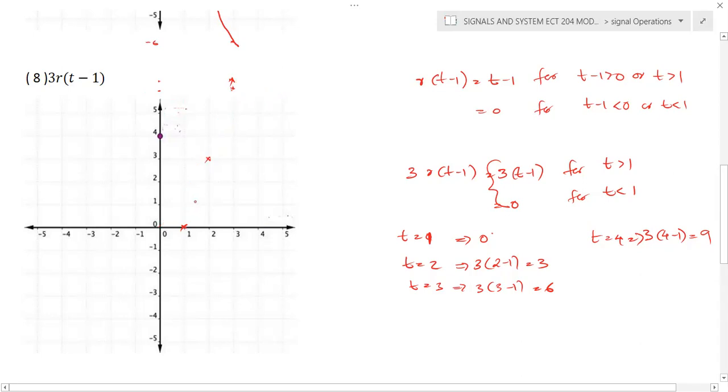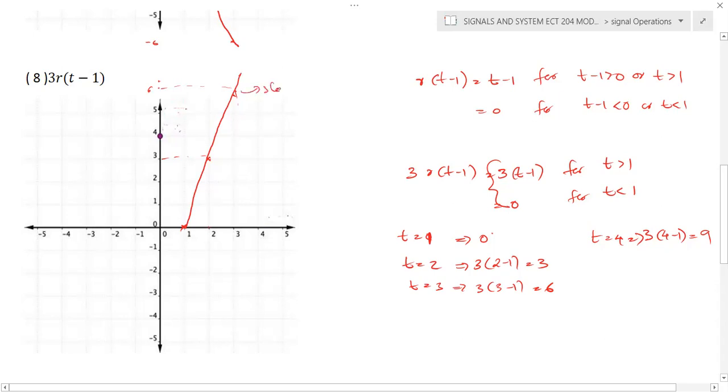The signal is actually starting from 1 onwards. So, assume that this is a 0. Okay, at 3 it should cross 6. At 2 it should cross 3, and the signal starts from 1 onwards. So it is something like this. Okay, a line with slope equal to 3.